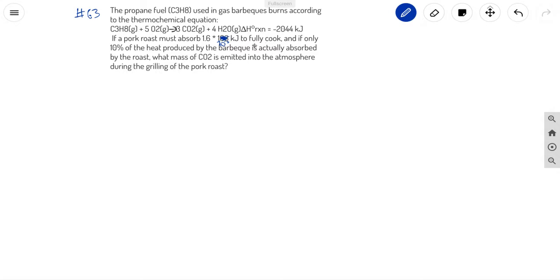would first... 10% of the heat. Okay, I got an idea. So it's going to be 1.6 times, yeah, it must absorb 1.6 times 10 to the third kilojoules, and if only 10% of the heat. So I'm going to divide it by 0.1. That's going to give me a bigger number because that means that I'm going to need even more heat if only 10% of the heat is produced.